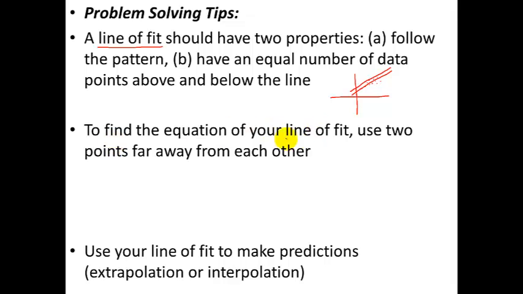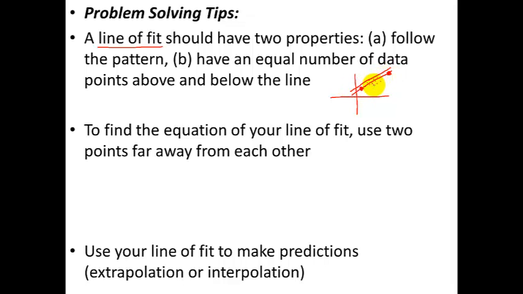To find an equation for this line of fit, typically the process will go like this. Number 1, plot your data. Number 2, draw the line. Number 3, find an equation of the line. And number 4, use the equation to make predictions. To find the equation of your line, you want to use 2 points that are on the line, and you want to use 2 points that are far away, right? So here's 1 point, and here's 1 point.